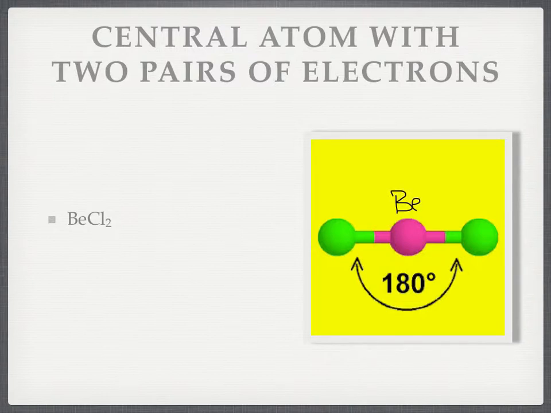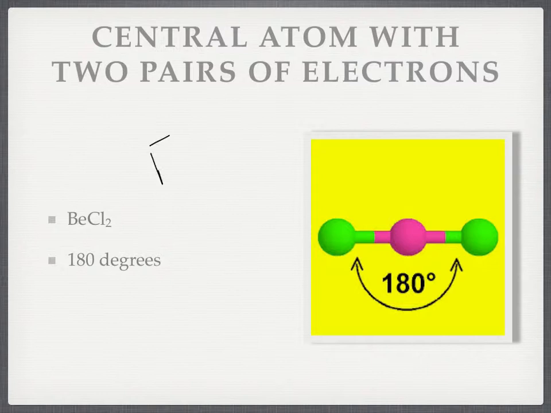So we've got beryllium and we've got some chlorine on either side. And beryllium just has two electrons, so we're just talking about single bonds. And these are going to get as far apart as they can. And the farthest apart you can get would be a straight line, 180 degrees. So these are going to be 180 degrees apart when they form bonds.